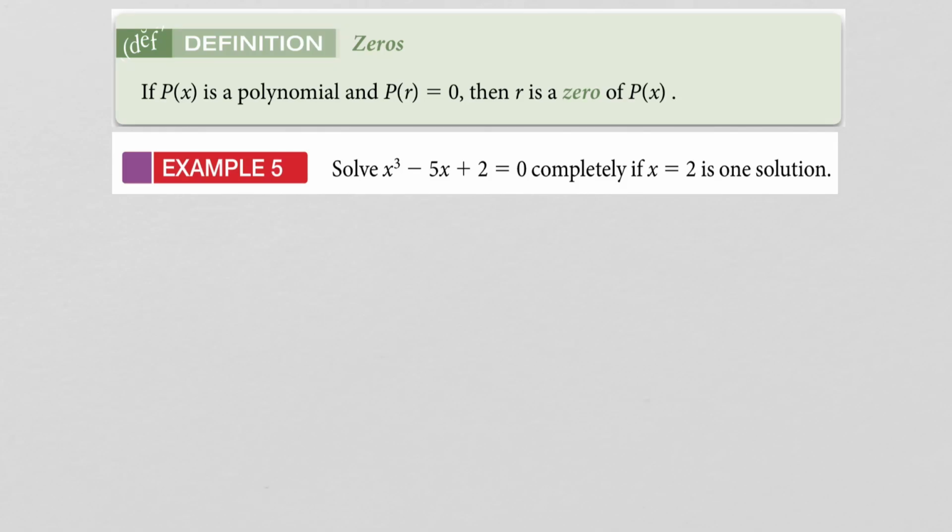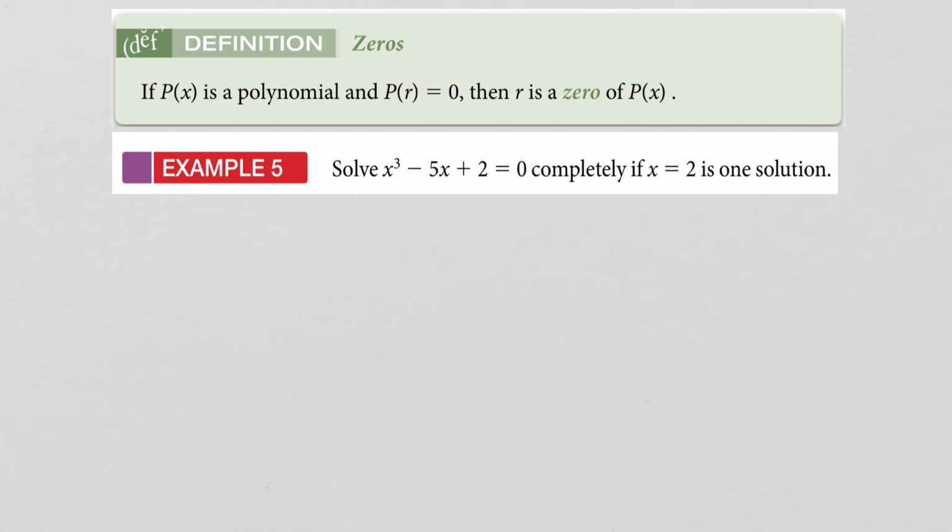So next we have a definition. If p of x is a polynomial and p of r is equal to 0, then we say that r is a 0 of p of x. So a number is called a 0 of a polynomial if when you plug in that number, you get 0 for the polynomial. All right. So let's see how we can use that to solve the following problem.